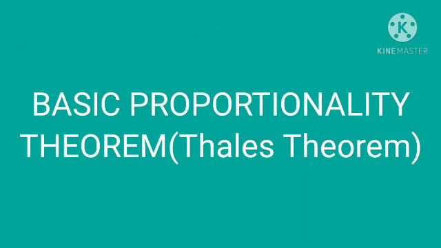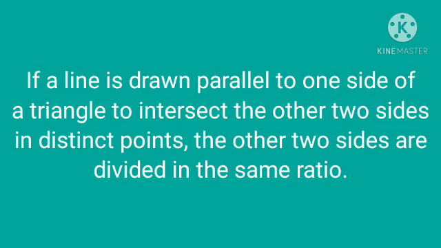Then the very important theorem is the basic proportionality theorem or Thales theorem, that states that if a line is drawn parallel to one side of a triangle to intersect the other two sides in distinct points, the other two sides are divided in the same ratio. The theorem is very important. The statement you should memorize and you should study the proof of the theorem also. Write and study the proof and understand the concept, then only we can apply it in problems and do them very easily.